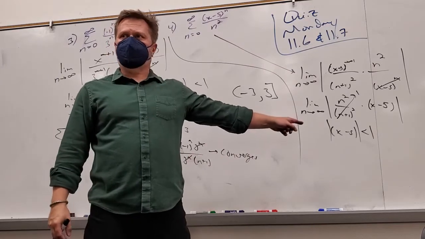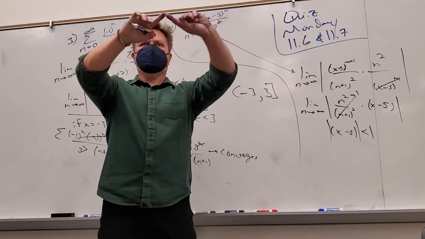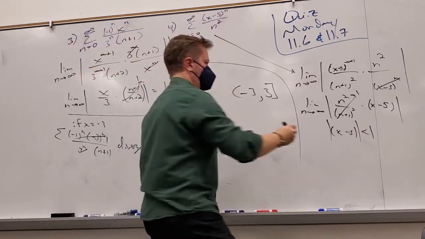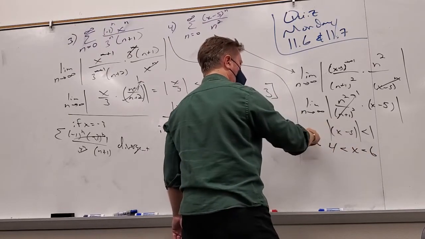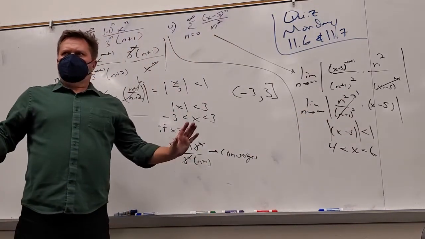Yeah, so the radius is 1. And if you understand what this is saying, the distance from 5 is 1, well then it's 4 to 6. Or you can put this in between negative 1 and 1, add 5 to all sides, and you get 4 to 6. Okay, was that too fast?